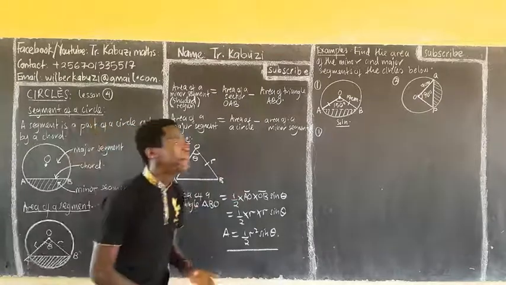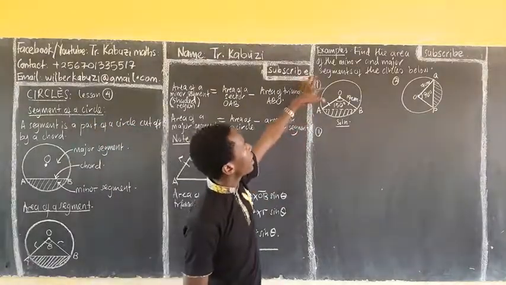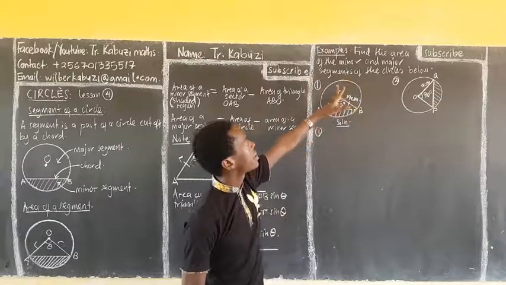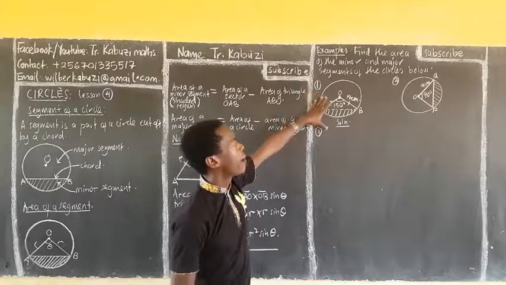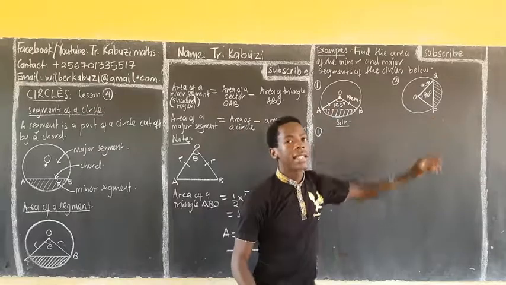So, let's see some examples. Find the area of the minor and major segments of the circles below. I'm going to handle this one, you will handle the other in your free time.